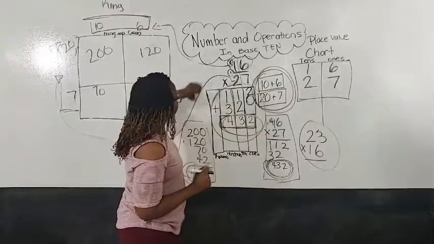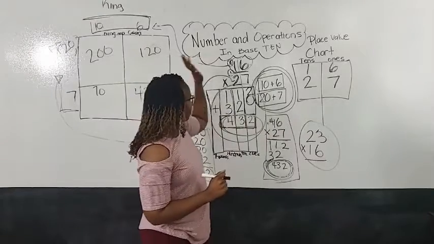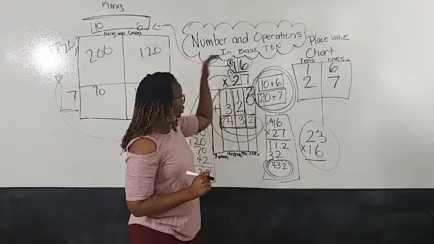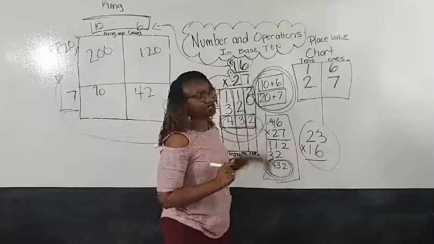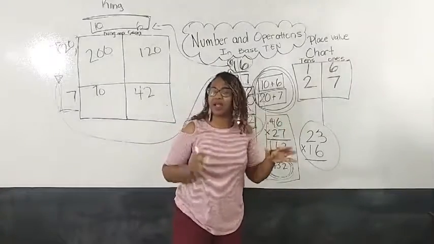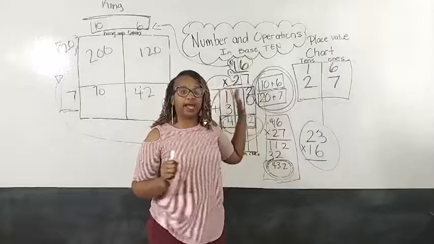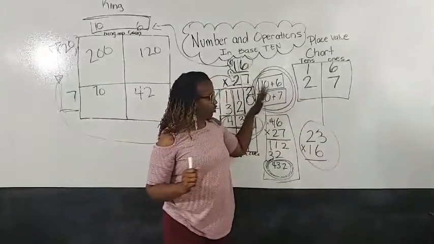All right, so today, number and operations in the base 10, multiplying 2-digit by 2-digit numbers. It's a tongue twister. Is what we focus on for today.